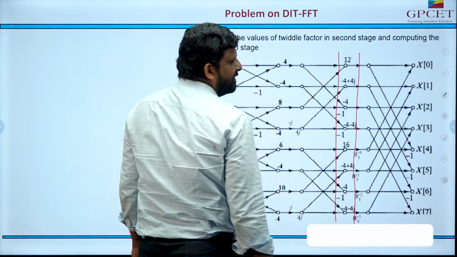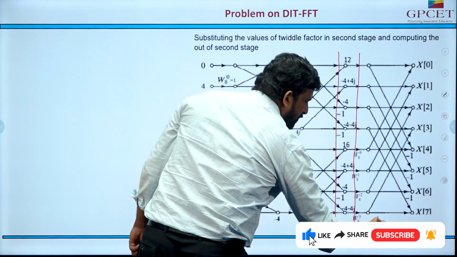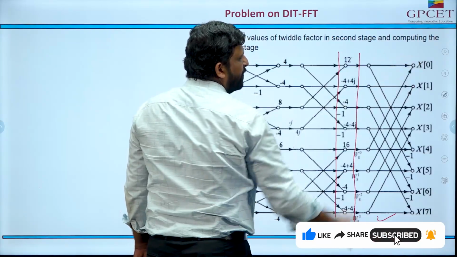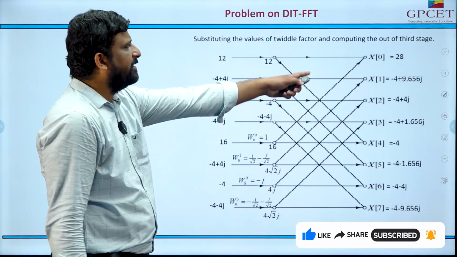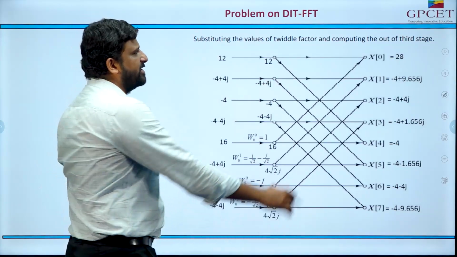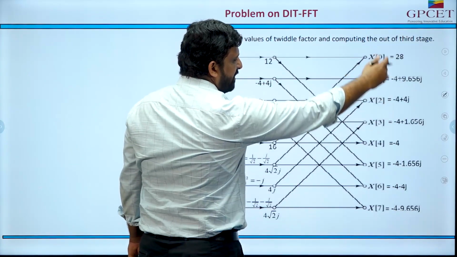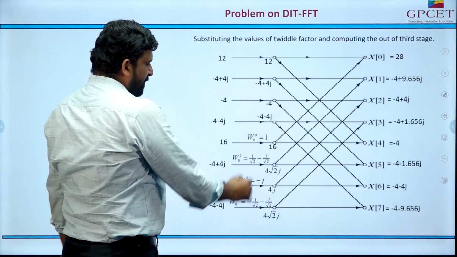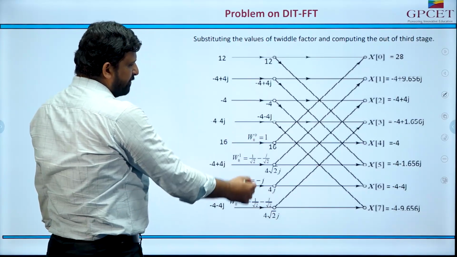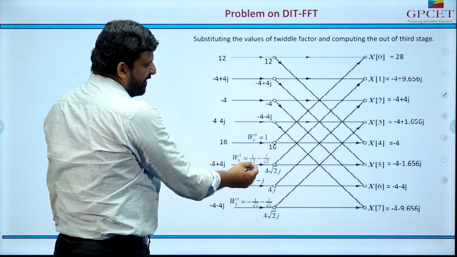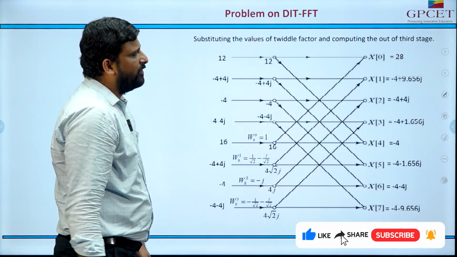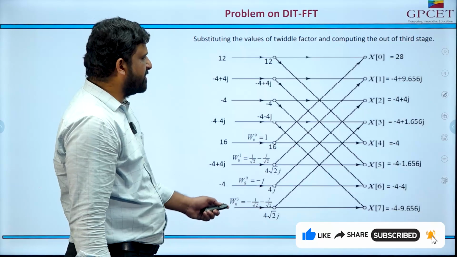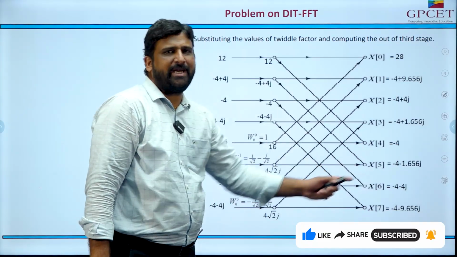Now we want to do the third stage. The same computation will be done, and finally what I am going to get is the final values of X of k. So these are capital X of 1, X of 2, X of 3. All the values will be formed. Here you need to carefully take the twiddle factors and carefully multiply them with the values of the x input sequences. Then only you will get the correct values.